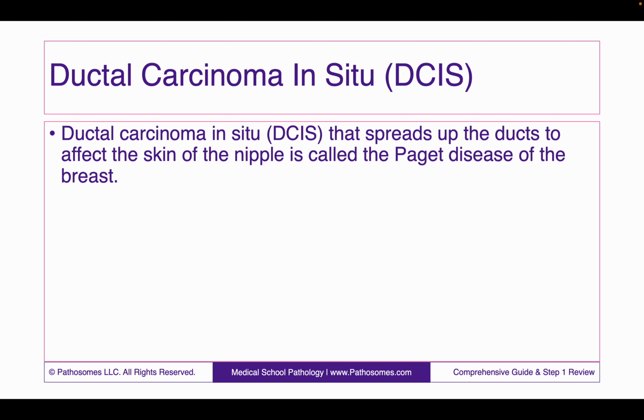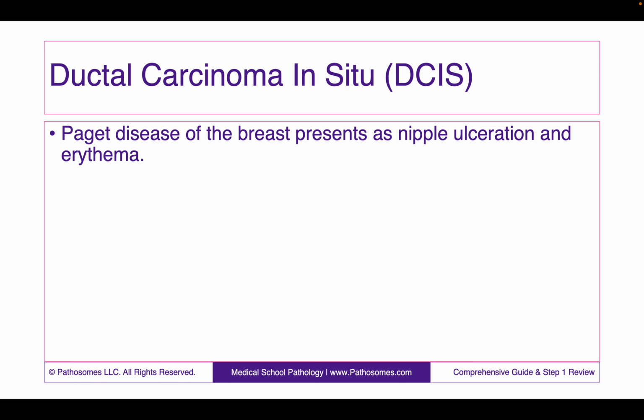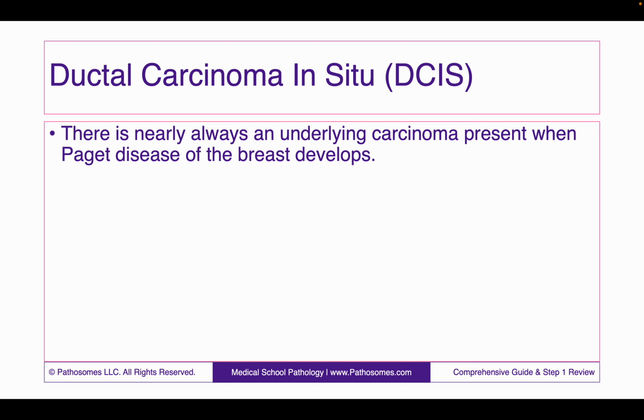Ductal carcinoma in situ that spreads up the ducts to affect the skin of the nipple is called Paget disease of the breast. Paget disease of the breast presents as nipple ulceration and erythema. There is nearly always an underlying carcinoma present when Paget disease of the breast develops.